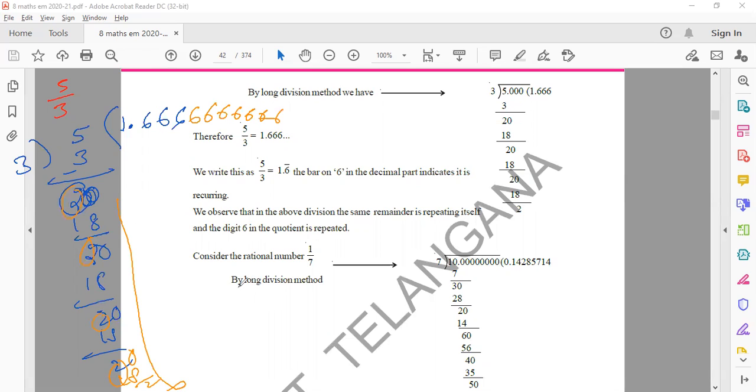Am I clear? Yes, this is called non-terminating. It is not terminating, it keeps on going. It is not stopping. This is called non-terminating. Previously, what does terminating mean? Just now you took one example, 25 by 16.